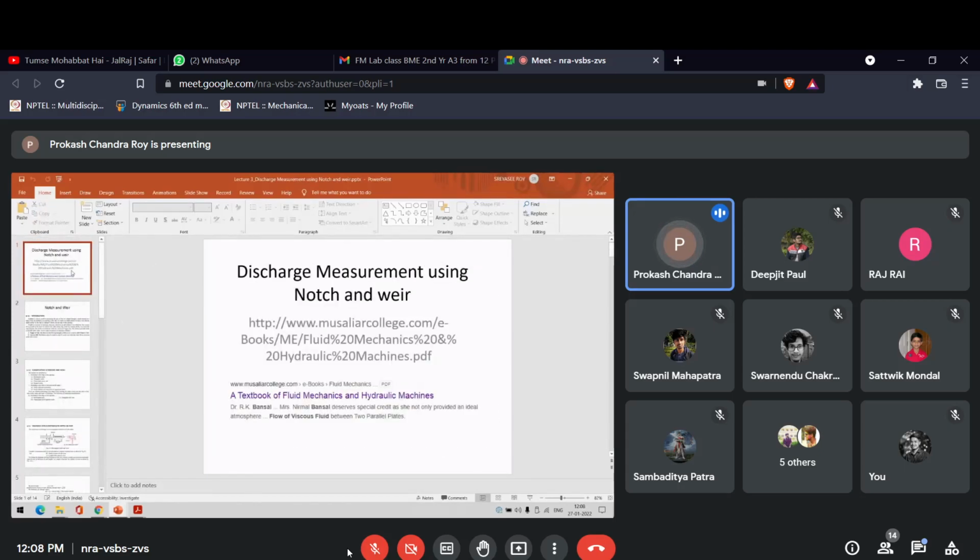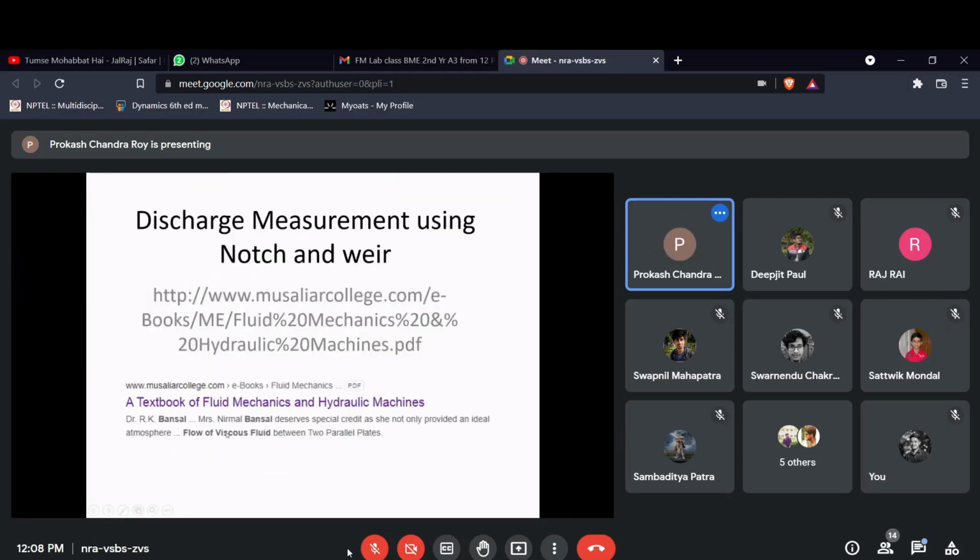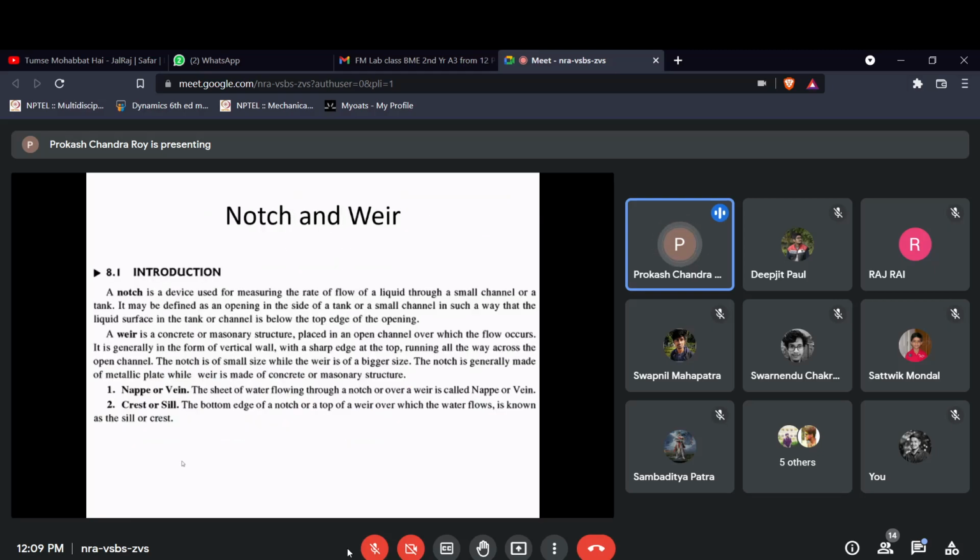So here in this document or the PPT, all the information has been taken from this book. This is basically R.K. Bansal, a textbook, and this book is available. Soft copy is also available on net, and you can take the PDF. Okay, so notch and weir.